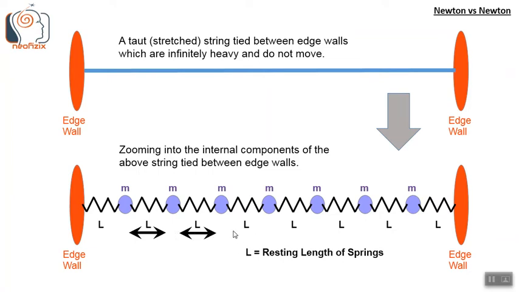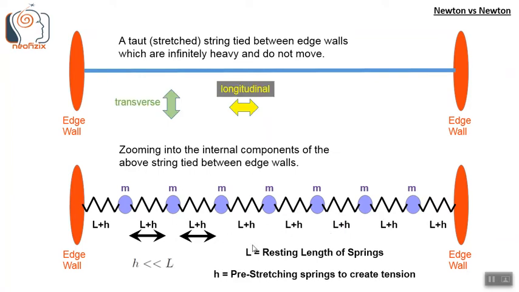In Newton's analysis, the string is assumed to be stretched. In fact, we will see later that if the spring is not stretched, then it cannot support transverse oscillations. So we assume each spring is pre-stretched by some amount h, and this h is much smaller than L, the resting length.